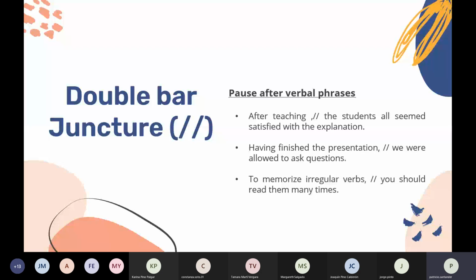Pause after verbal phrases. In this one, same as the previous ones, the name indicates that the pause goes before and after the phrasal verbs, of course, which can be seen in the next example. Carla Muñoz, could you read the first example, please? After teaching, the students all seemed satisfied with the explanation.